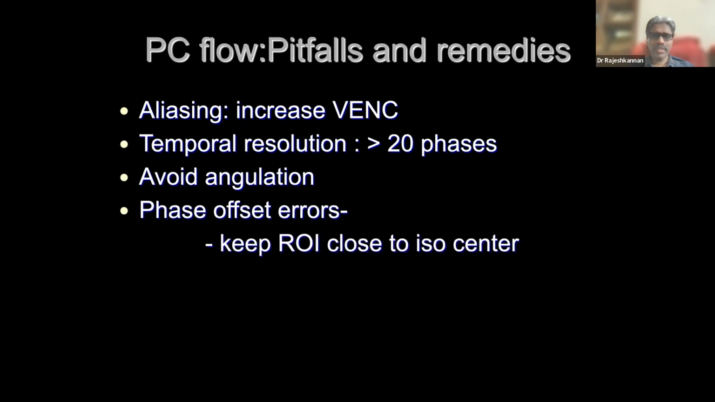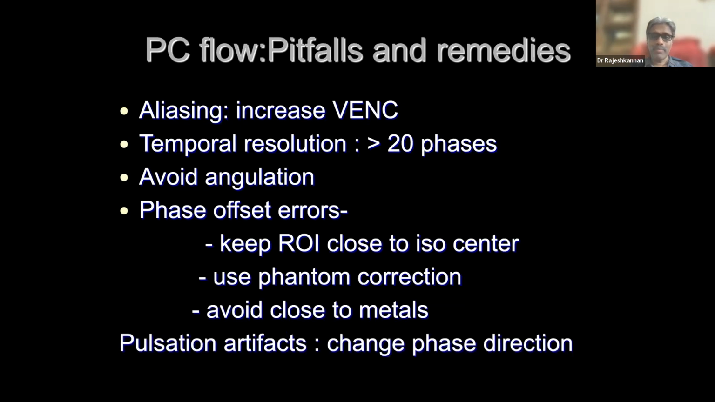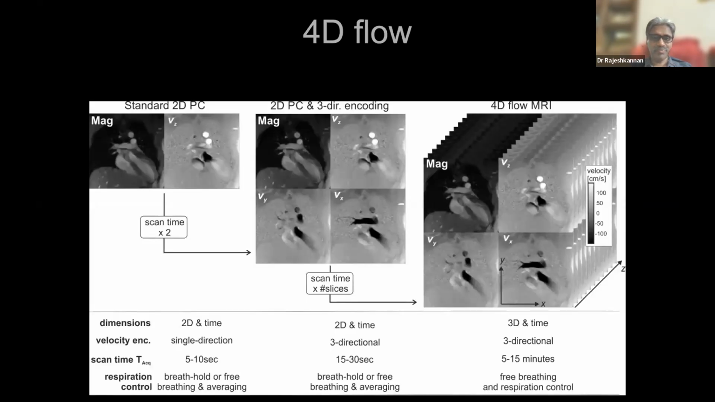To reduce the phase offset error, keep your region of interest at the isocenter of the magnet, and if needed, especially for some of the complex flows, you can use phantom correction. And don't scan very close to metal, it will produce a lot of artifacts. So whenever there is a pulsation artifact, try to change the direction of the phase. If it is right to left, you can change it to anteroposterior, so that the pulsation artifact won't overlap with our region of interest.